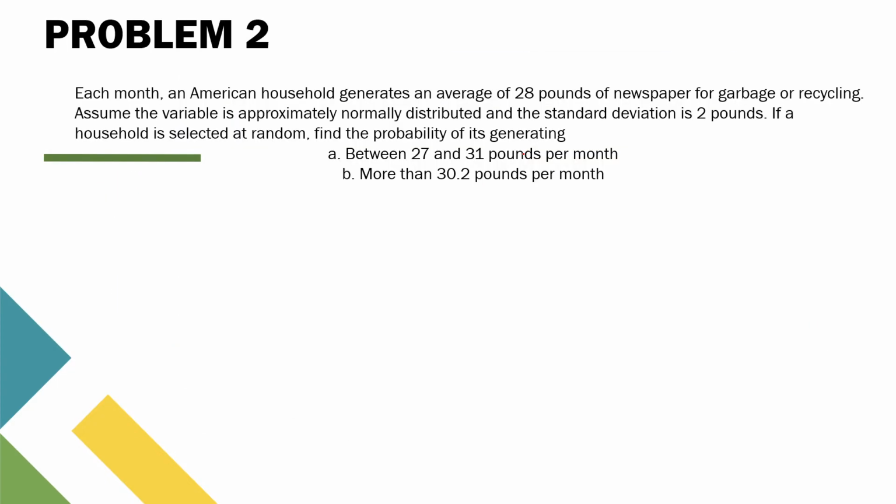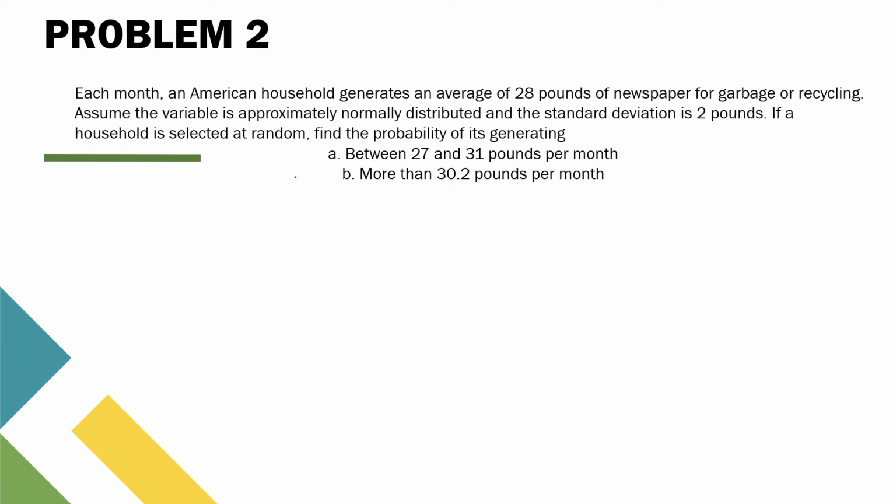Okay, let's proceed with problem number 2. Each month, an American household generates an average of 28 pounds of newspaper for garbage or recycling. Assume that the variable is approximately normally distributed and the standard deviation is 2 pounds. If the household is selected at random, find the probability of its generating between 27 and 31 pounds per month.